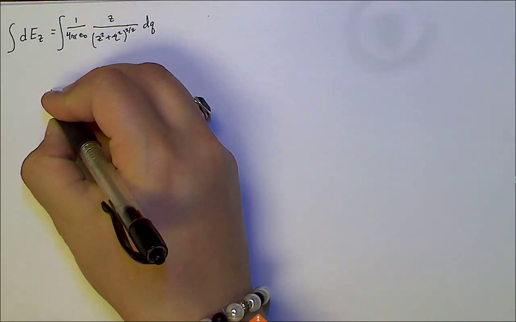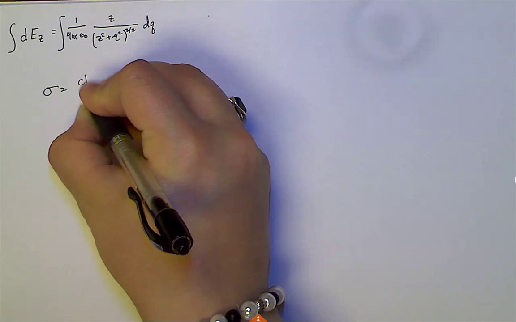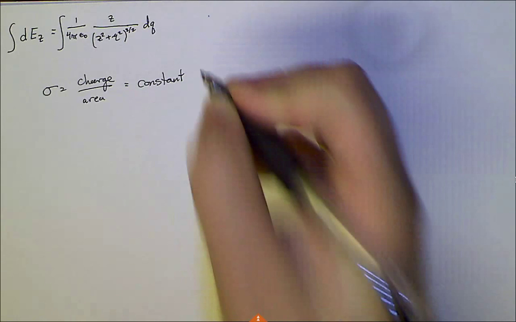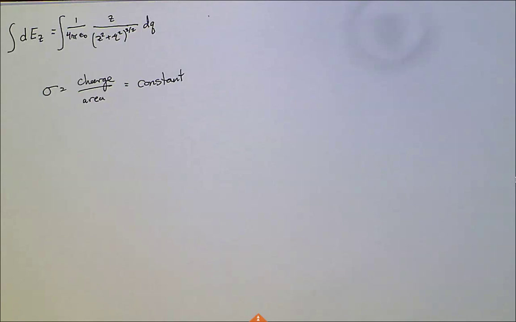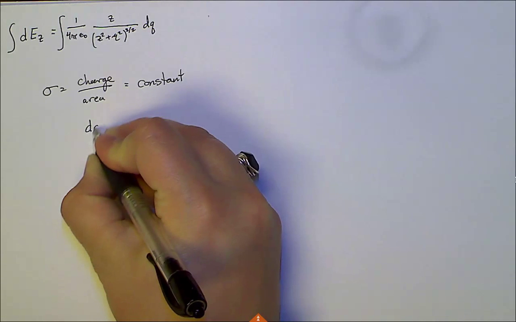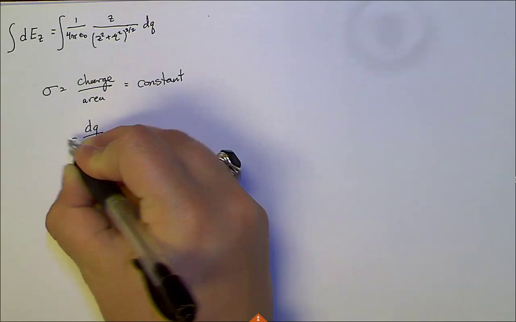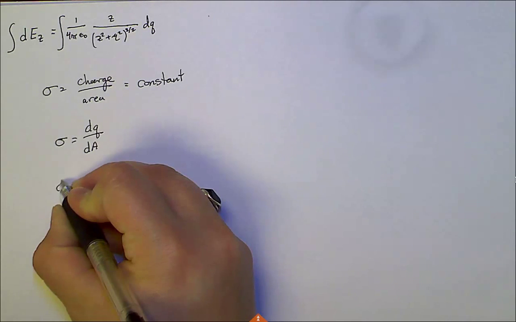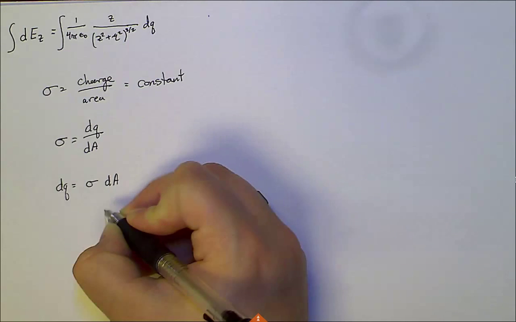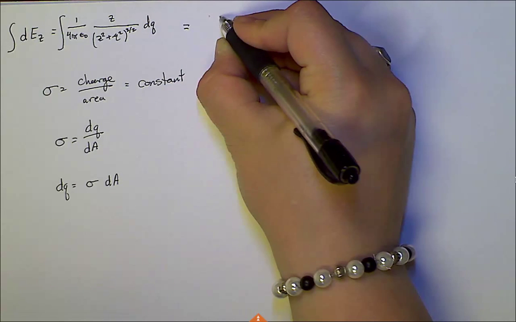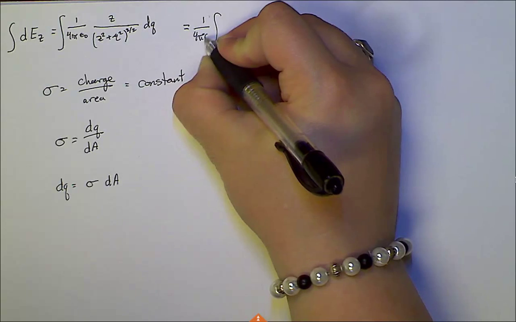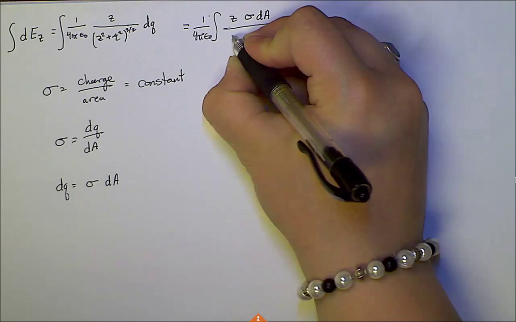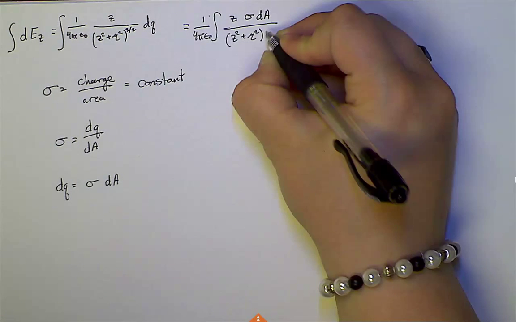But remember that the charge was uniformly spread over the disk. That meant that sigma, charge per area, is equal to a constant. So we could have any charge over any area. Well, the charge over any particular area is a constant. So that means even if I had a little charge dq over a little area dA, that will be equal to this constant sigma, which is nice. So I can write dq as sigma dA. So I can write this electric field as the integral, and I'm going to bring the 1 over 4 pi epsilon naught outside because it's a constant, z sigma dA all over z squared plus script r squared to the 3/2.